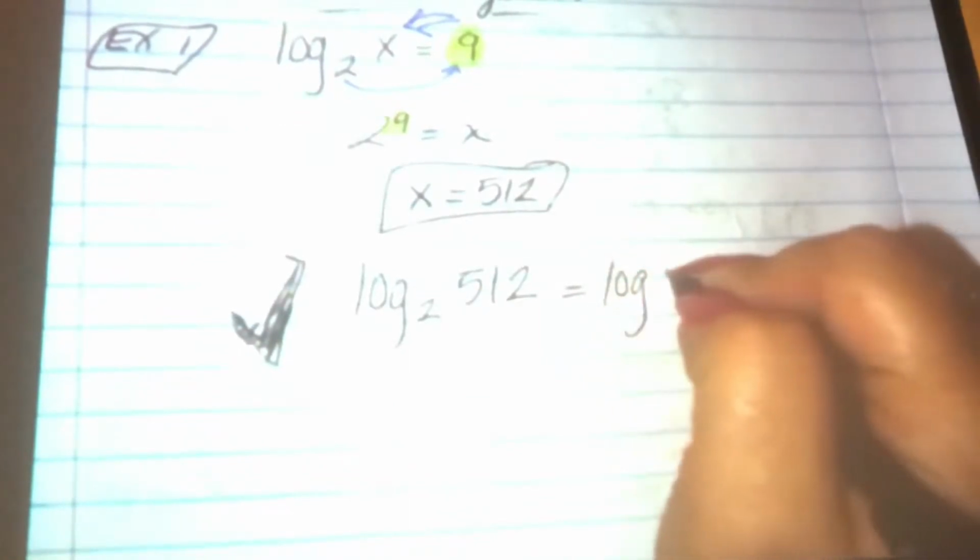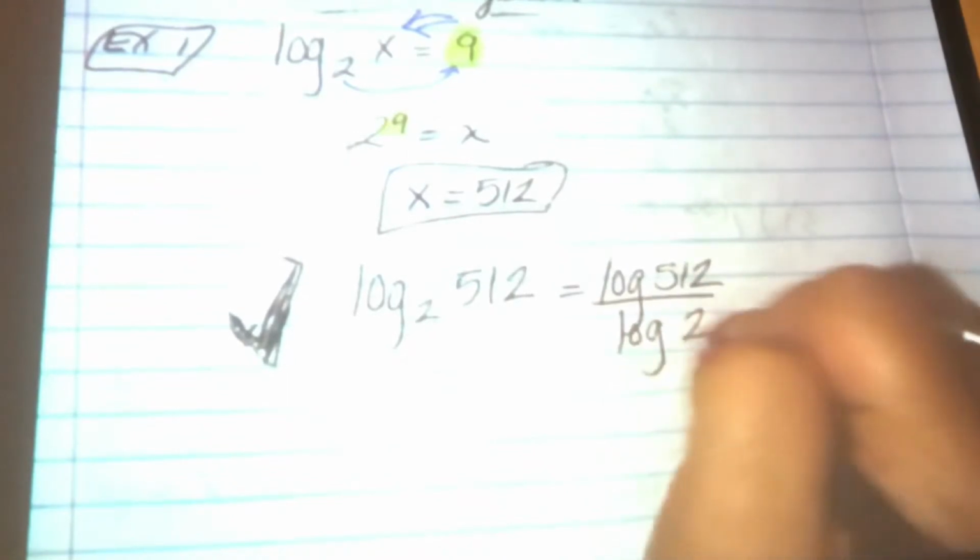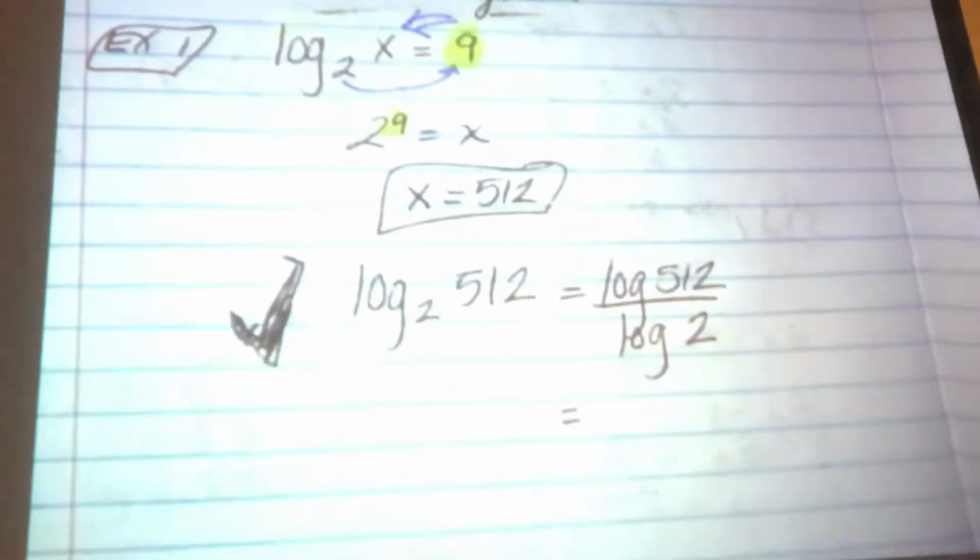What does the change of base theorem tell me to do? I can do the what over what? Which one goes on top? Log of 512 divided by the log of 2. And what should you get? Please do not yell it out, and put it on your calculator.